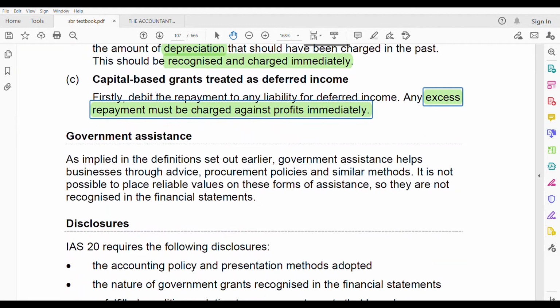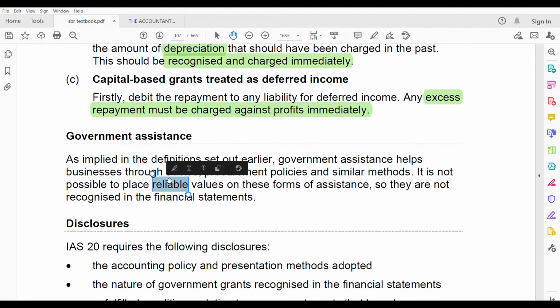For government assistance, what is it? As implied in the definition set out earlier, government assistance helps business through advice, procurement policies and similar methods. It is not possible to place reliable values on this form of assistance. For example, if the government gives advice to a business, you cannot say this will be the cost for that advice. Therefore, assistance you just disclose.